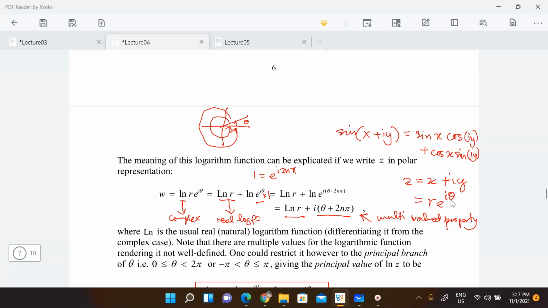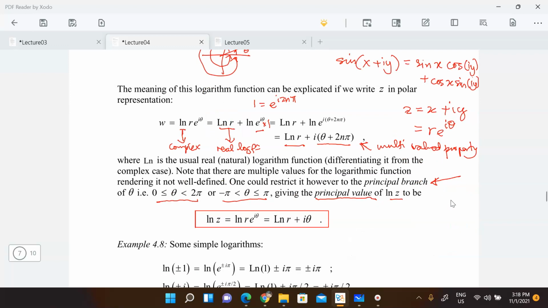Okay, so we want to limit this to a single value rather than multiple values. Then we use either these values of theta or these values of theta, and this we call the principal value of log z, in order for log z to be well defined. And the branch of theta that we take is called the principal branch. There are other branches for this log function, but in this course we are not going to use those. Okay.